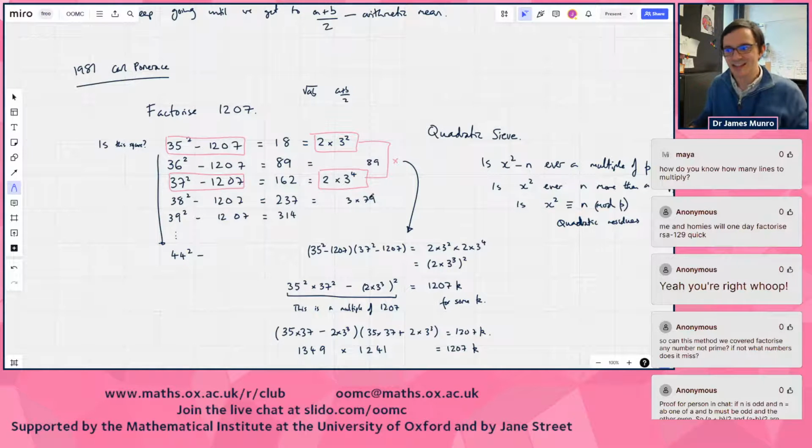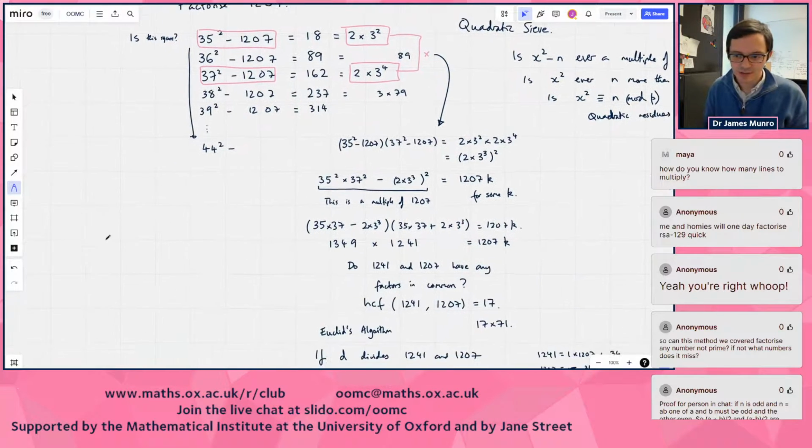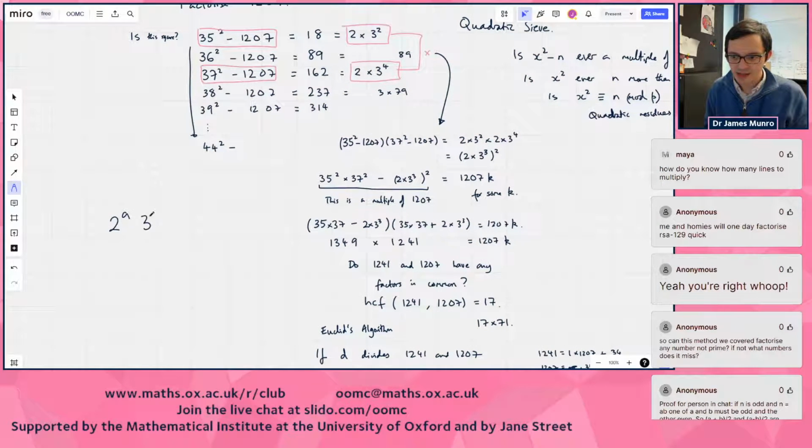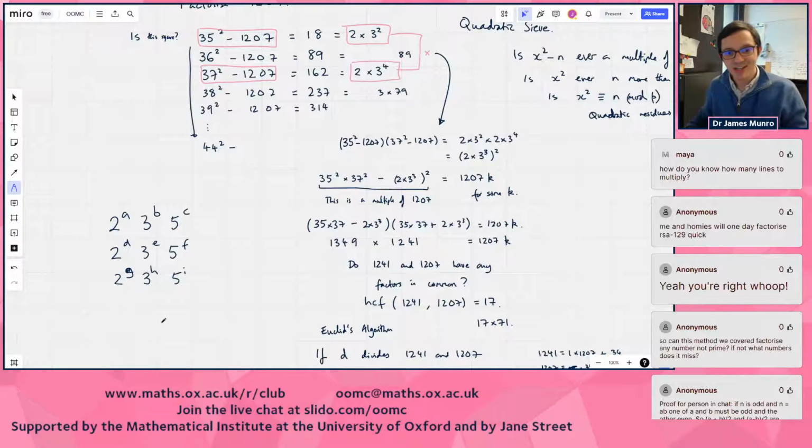There's an interesting question: if I show you numbers, 2 to the A, 3 to the B, maybe 5 to the C or something. If I show you a bunch of these numbers, can you always combine together some of them that multiply together to give a square number? I've failed at the alphabet. The answer is yes, provided you've got more of them than you have primes. So I need one more, I think. And I need to remember the alphabet a little bit further.